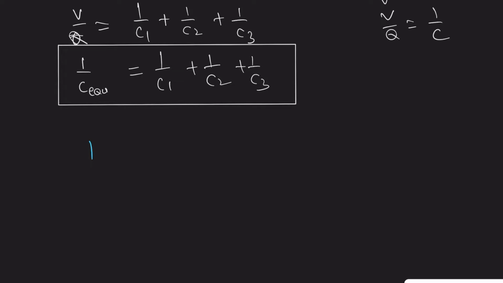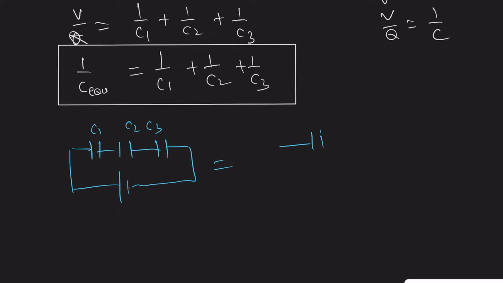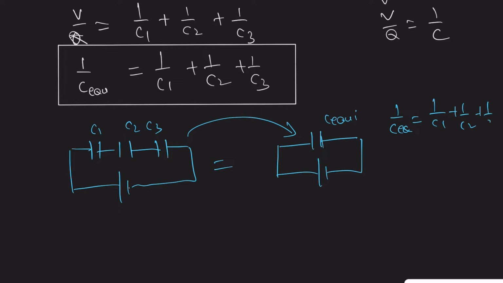So here three capacitors are connected in series to the battery. So this is C1, C2, C3. This is equivalent to one capacitor, C equivalent, connected to the battery. So these three are replaced by this C equivalent. So what is the relation between C1, C2, C3 and C equivalent? That is 1 by C equivalent is equal to 1 by C1 plus 1 by C2 plus 1 by C3. So this is the answer.